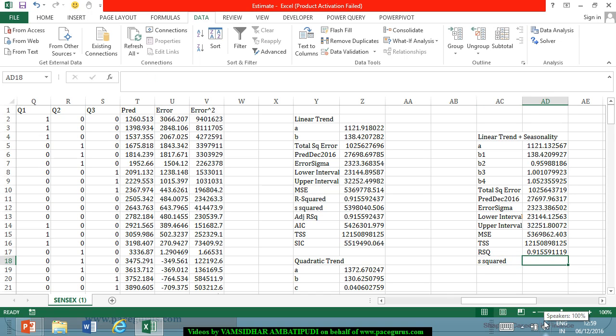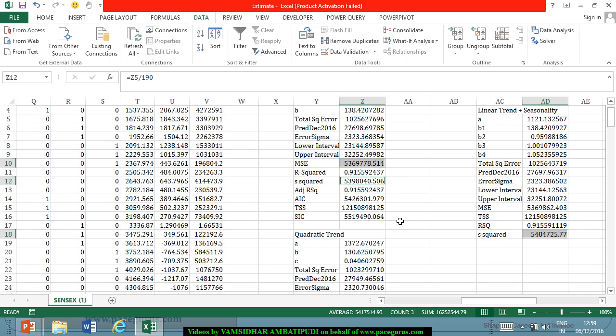And I could also look at the other measures which we have done earlier, where I could look at S squared, which is the total squared error divided by T minus K. I have to adjust it for the degrees of freedom. Now I have 4 independent variables, B1, B2, B3, B4. So T minus 4 is going to be the scenario: 191 minus 4, 187, will be my S squared value. Looks like it's much higher compared to the S squared value that I got in linear trend. So even with this, the linear trend is a much better model.